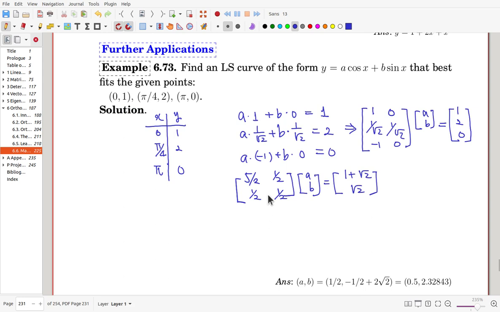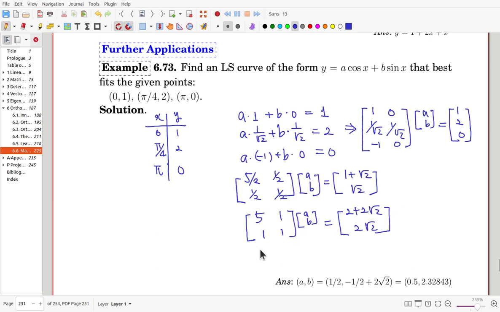We have to solve that. It looks like the columns are linearly independent, so we have a unique solution. For simplicity, multiply everything by 2. Then we have 5, 1, 1, 1 times the parameters A and B, and the right side is 2 plus 2 square root of 2 and 2 square root of 2.